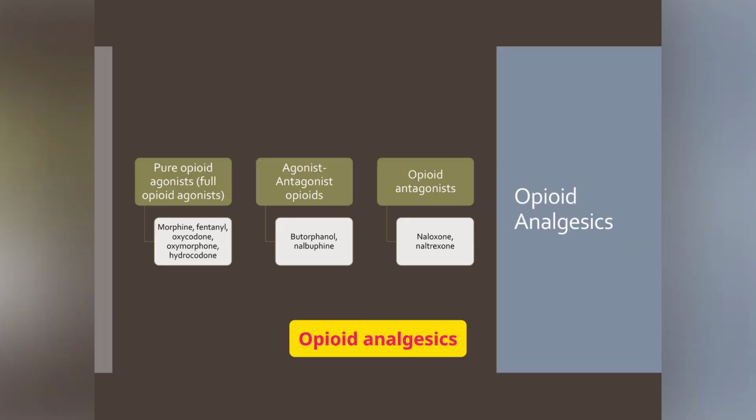Opioid analgesics include pure opioid agonists, agonist-antagonist opioids, and opioid antagonists. Morphine, fentanyl, and oxycodone are examples of pure opioid agonists. These drugs act on the brain's opioid receptors to reduce pain signals. Each has different onset times and durations, making it important to match the drug with the patient's specific pain pattern.